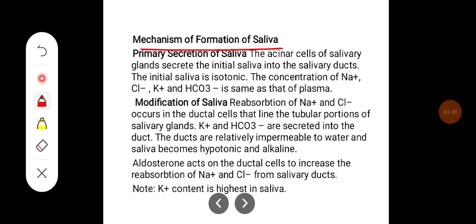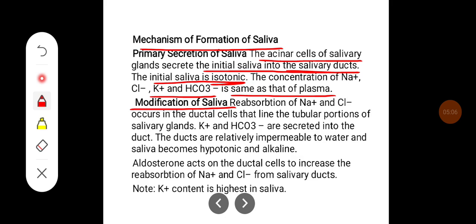Mechanism of formation of saliva. The primary secretion of saliva: the acinar cells of salivary gland secrete the initial saliva into salivary ducts. The initial saliva is isotonic. The concentration of sodium, chloride, potassium and bicarbonate is the same as that of plasma.